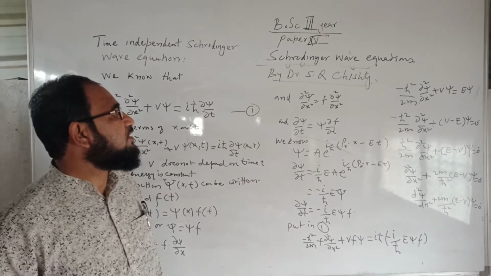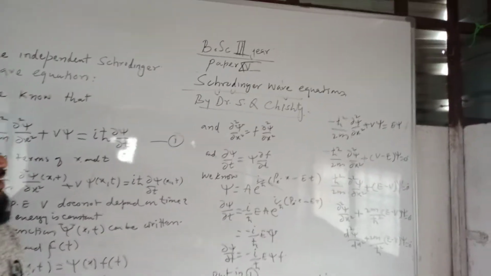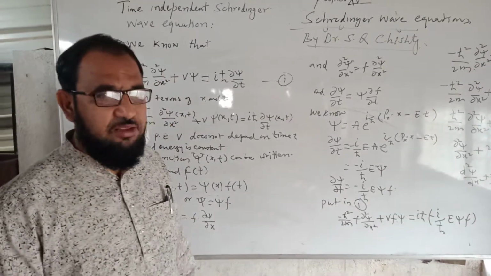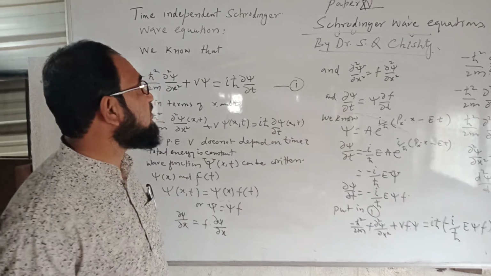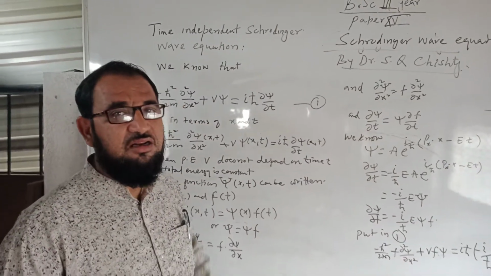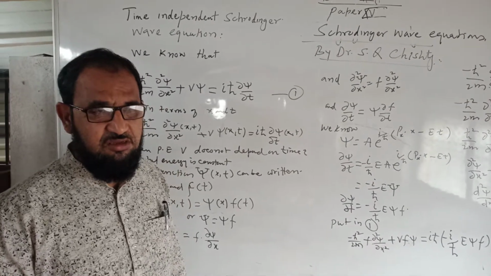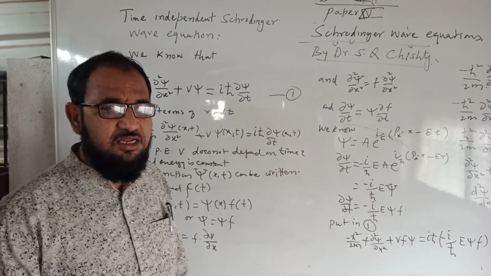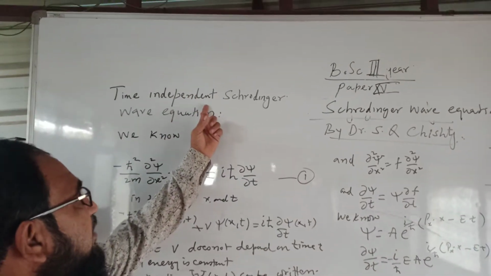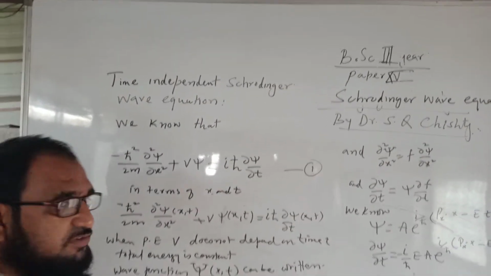My today's topic is the Schrodinger wave equation, and Schrodinger wave equations are of two types. First is the time dependent Schrodinger equation and another is the time independent Schrodinger wave equation. So today we are going to study the time independent Schrodinger wave equation.